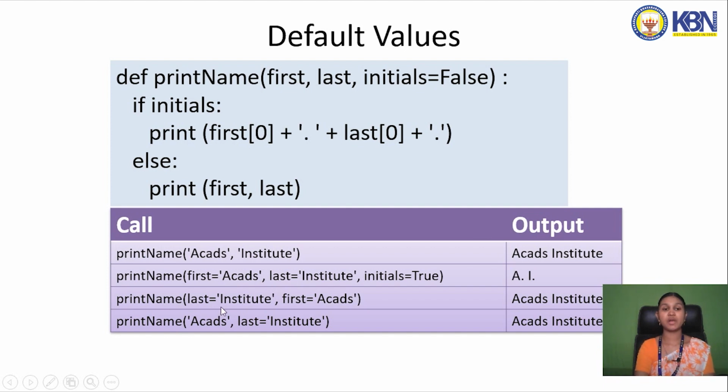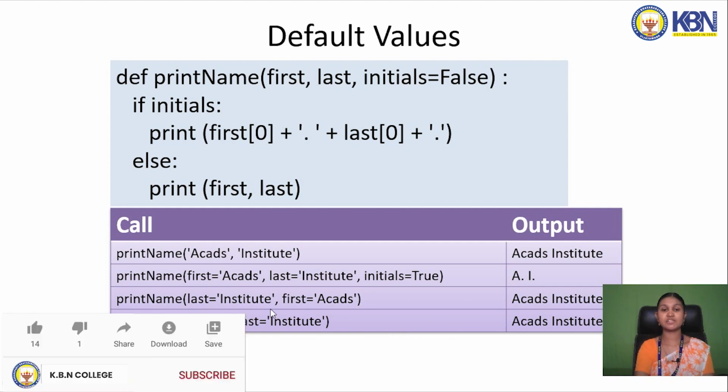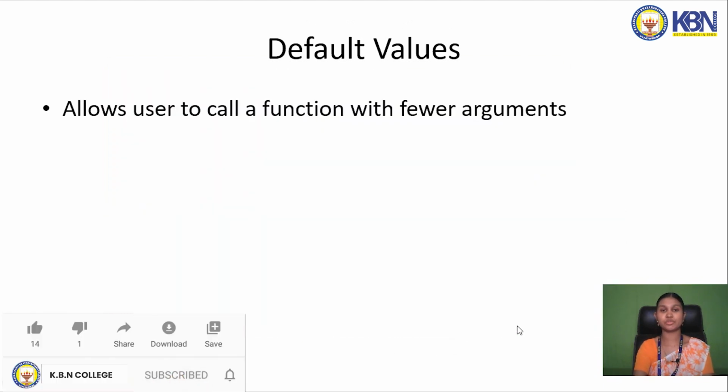Otherwise, print name with last equal to Institute and first equal to Eckart's. In this case initial equals false, so it will be printed as the first name and the last name. Here see the output, first name and last name. Next, print name Eckart's, last equal to Institute. Here Eckart's is printed directly and the last name, Institute, is attached.